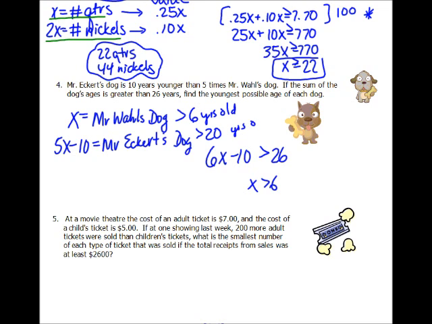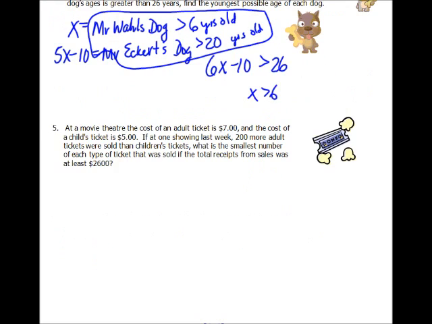All right? Now, our movie theater problem is kind of like our coin problem, I think. All right, so we look down here. At a movie theater, the cost of an adult ticket is $7, and the cost of a child's ticket is $5. So, if at one showing last week, 200 more adult tickets were sold than children's tickets. So x is the number of children's tickets.